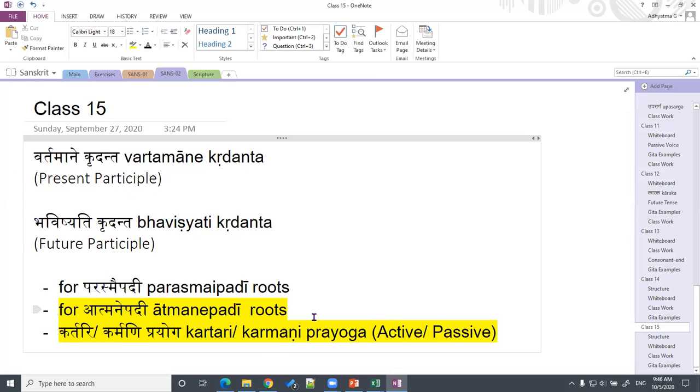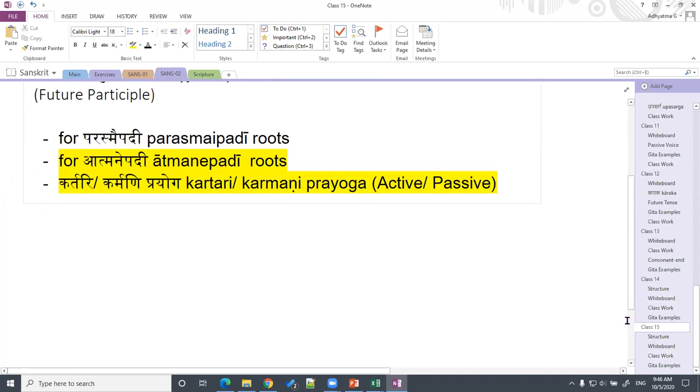Now in the next class, we will be covering the past participle. Past participles are quite important, and they are much more frequently used in Sanskrit literature than present and future participles. So the past participle is most used, then the present participle, and then the future participle. So we'll see the past participle in our next class.